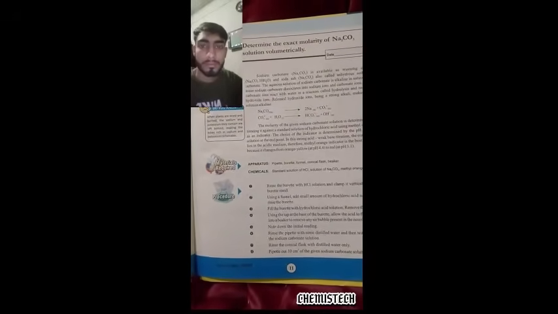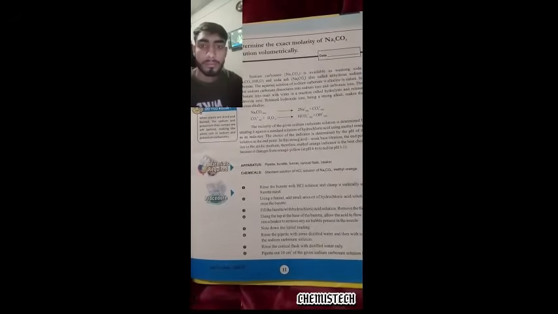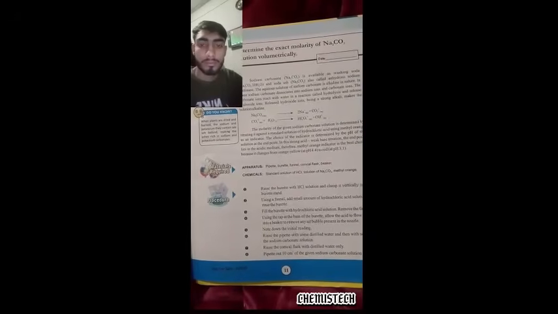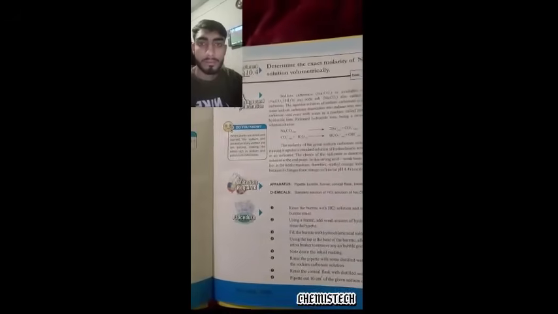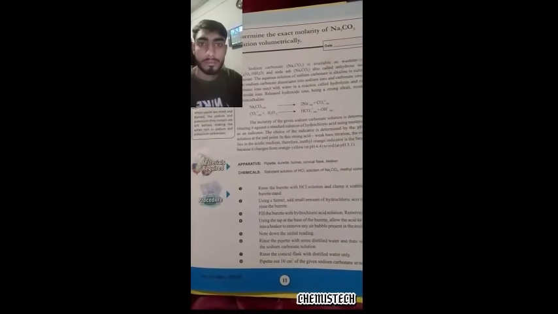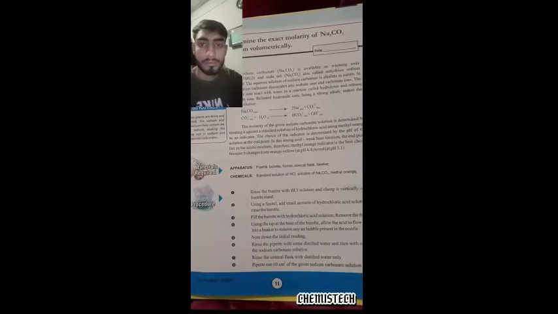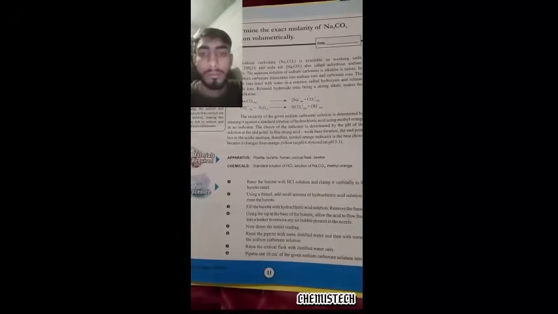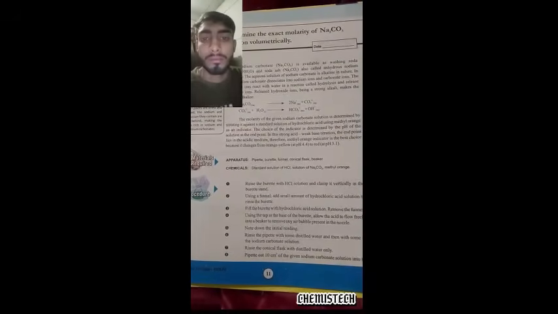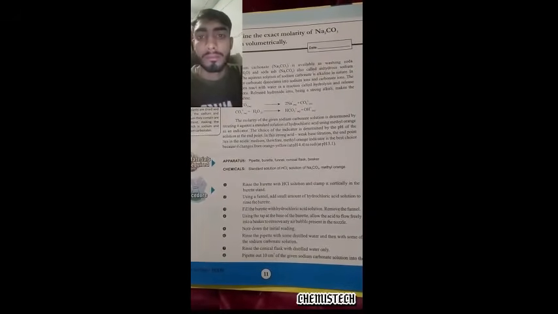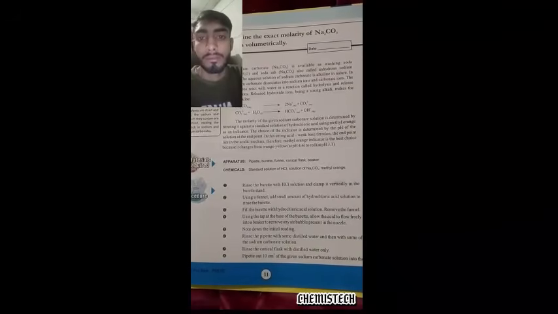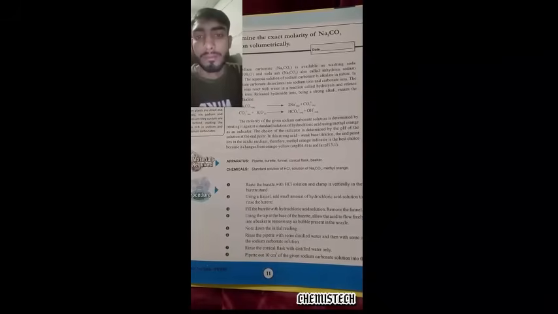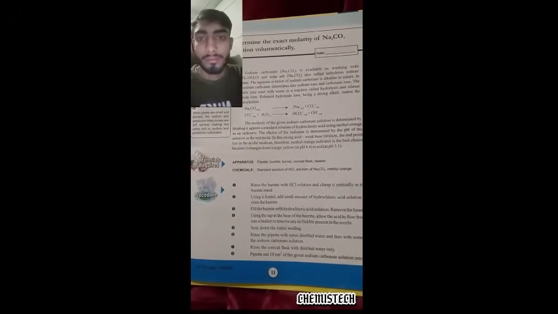Here is experiment number 10.4. Determine the exact molarity of Na2CO3 solution analytically. Here is the background information. Sodium carbonate, formula Na2CO3, is available as washing soda, Na2CO3·10H2O, and soda ash, Na2CO3, also called disodium carbonate. The aqueous solution of sodium carbonate is alkaline in nature.